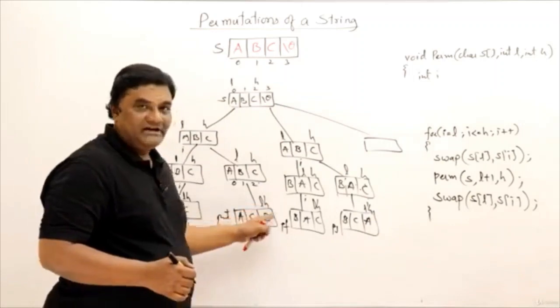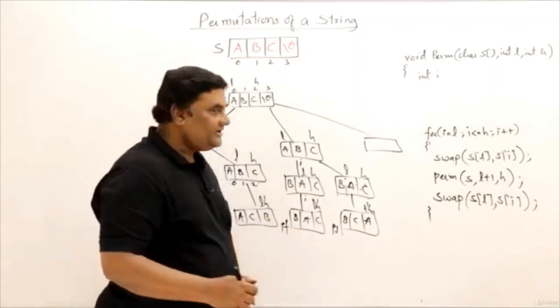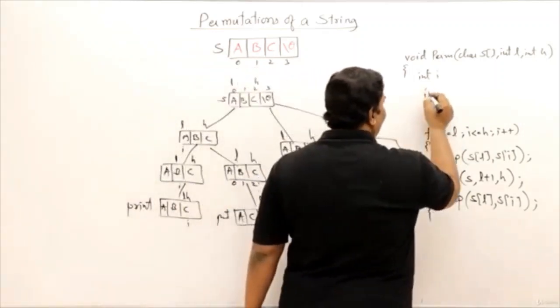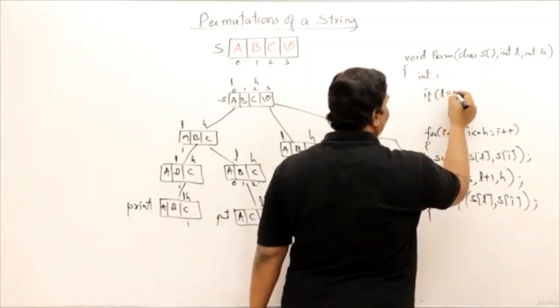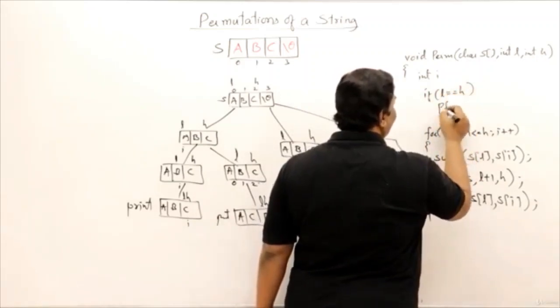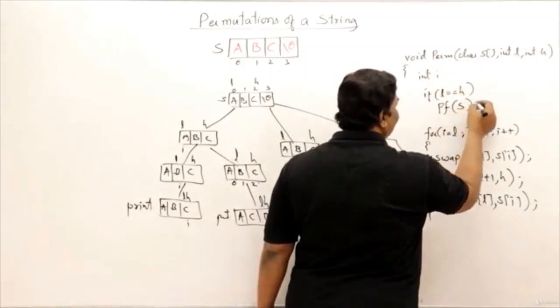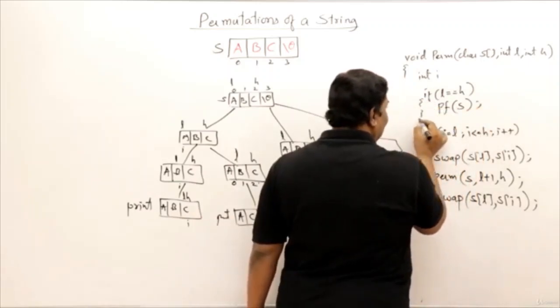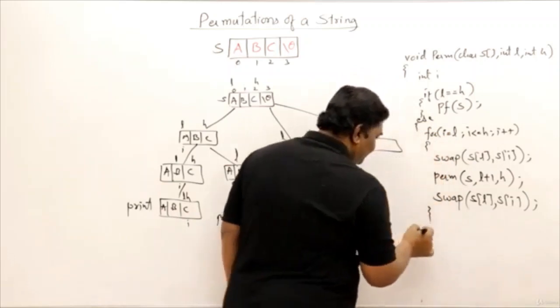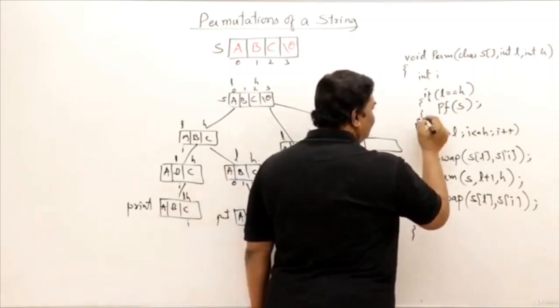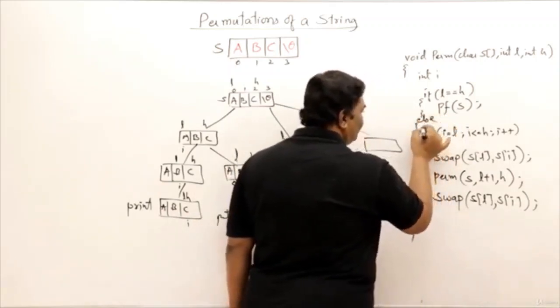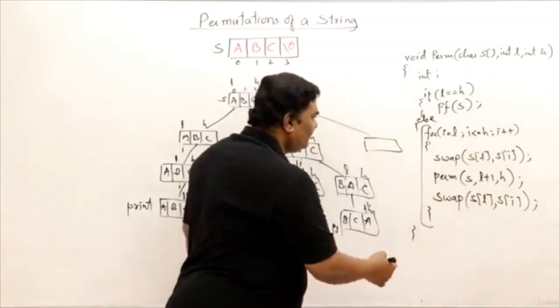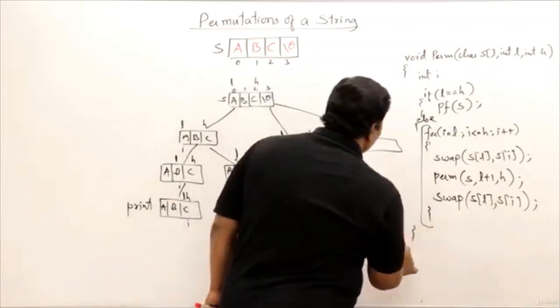low is not equal to high. If low is equal to high, print a string. So here, if low is equal to high, printf a string S, right? And all these things should be done, else all these things should be done. So here I write it as else. So this is inside else. And this is the end of the function.